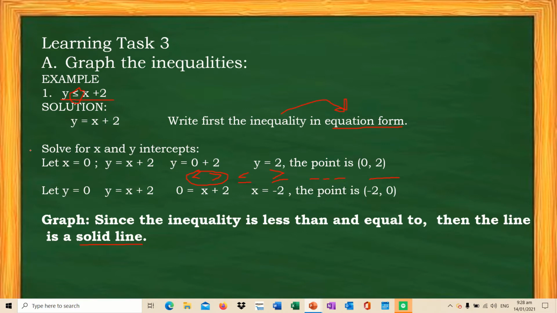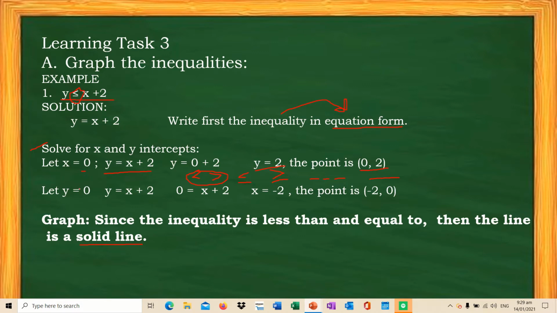Then, next step, solve for the x and y intercepts. To solve for the x-intercept, let x equals 0. So, y equals x plus 2. Substitute 0 to x. So, y equals 0 plus 2. Therefore, y equals 2. So, our first point to be used in plotting the line is (0, 2). Dito natin nakuha yan: x is 0 and y is 2.